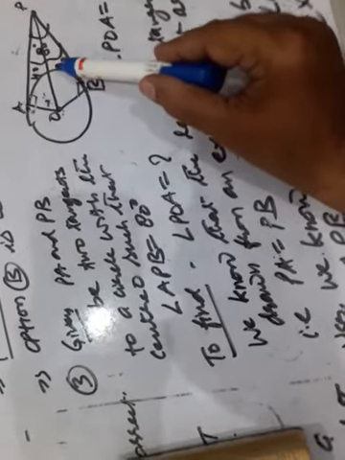Okay children? And see, the center of the circle lies on the angle bisector OP.